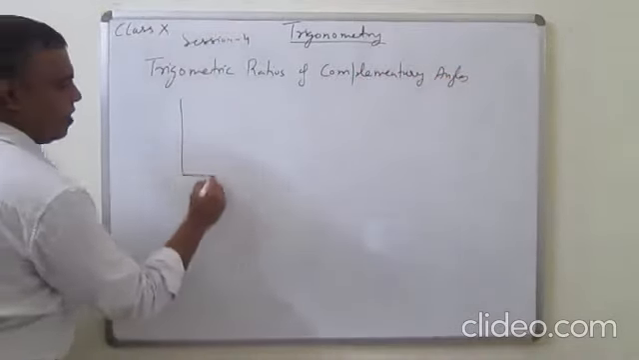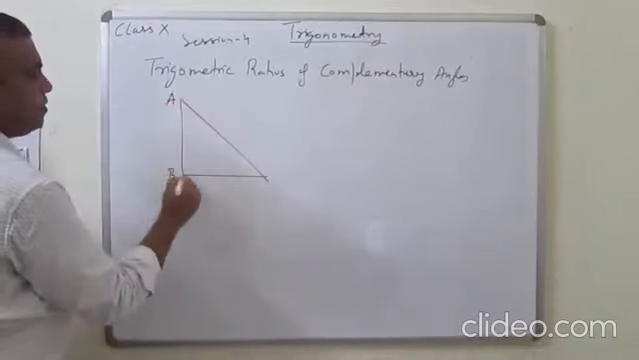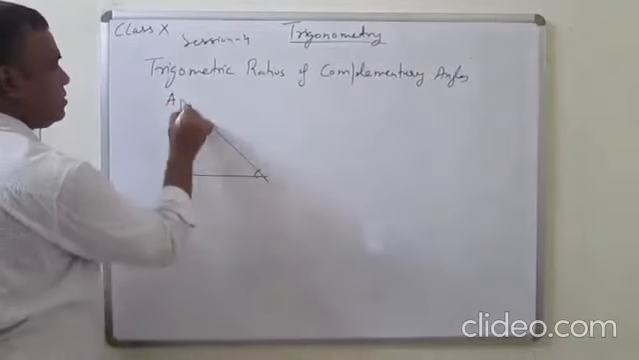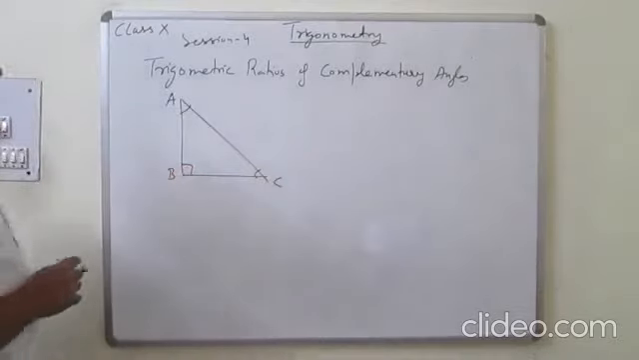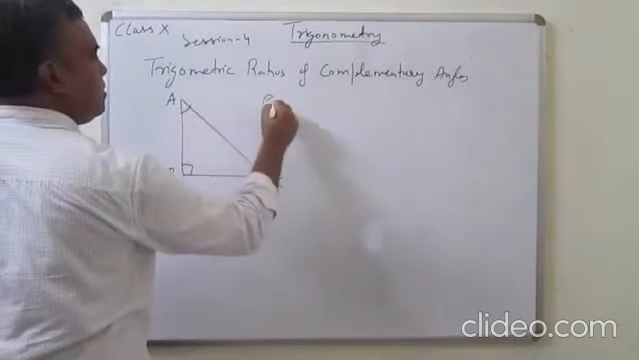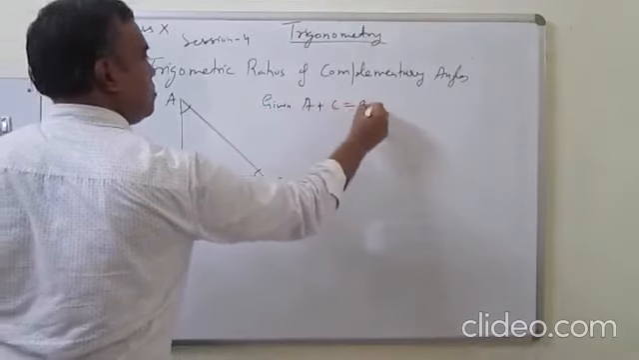So we draw a right angle triangle ABC, right angled at B. Here it is given that angle A plus angle C is equal to 90 degrees.